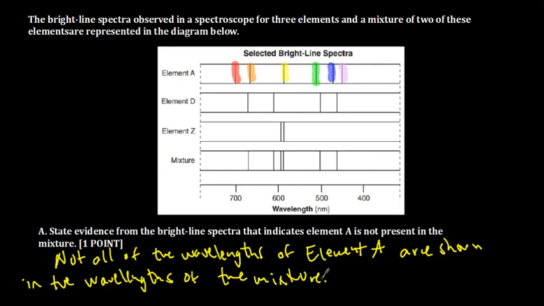Boom. Just one way that you can answer this question, you can also get a little more specific and indicate specific wavelengths of light. For example, I know that element A has got this wavelength of light at about 700 nanometers, and that's missing from our mixture.